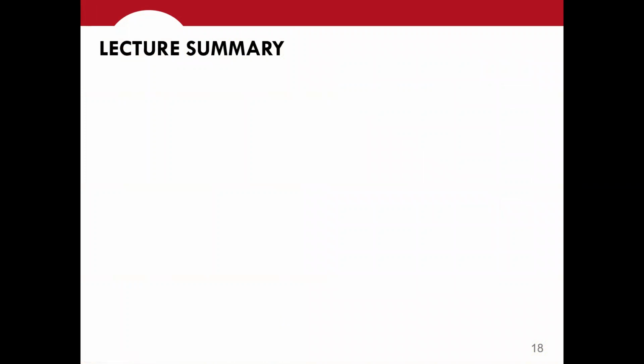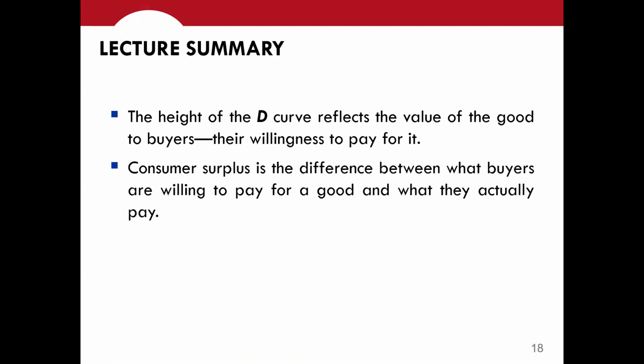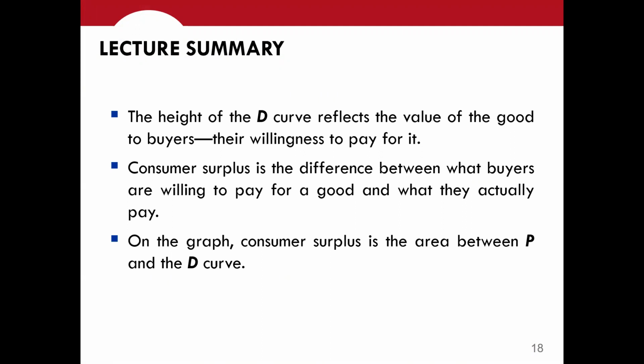So let's summarize part 1 of this lecture. We realize that the height of the demand curve reflects the value of the good to buyers, which is their willingness to pay for it. Consumer surplus is the difference between what buyers are willing to pay for the good and what they actually pay. On the graph, consumer surplus is the area between price and the demand curve.